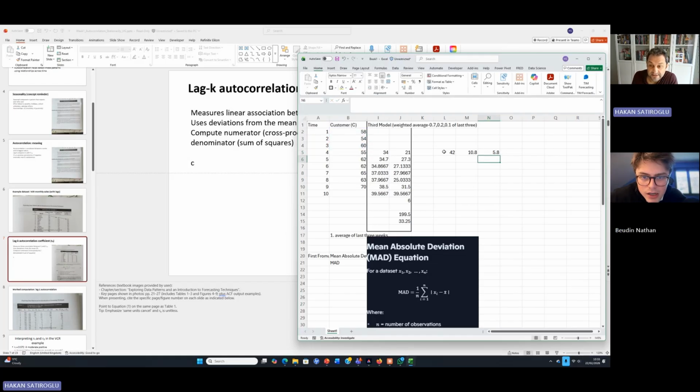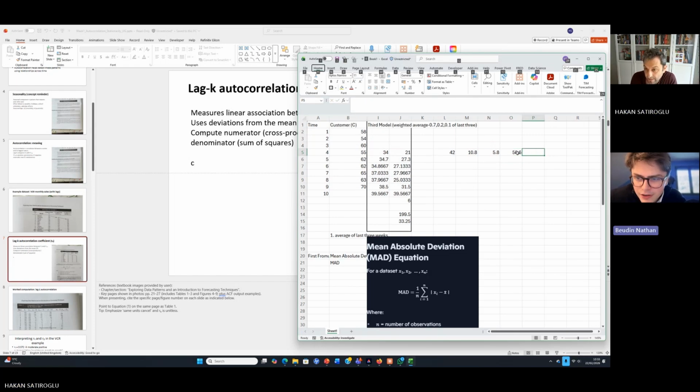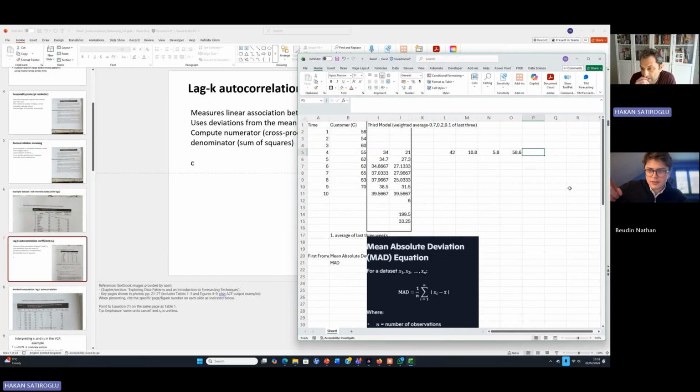Okay, so I made them individually now. 0.70 is here. 0.20 is that one. 0.10 is here. So you need to add them up together. Yeah, I add them up now. Then I'm going to divide them by 3. Well, I don't think it's divided by 3, Hakan, because now you're making the average of 42, 10, and 5.8. But this is not correct because this is not the average of 5.8, it's the average of 58.